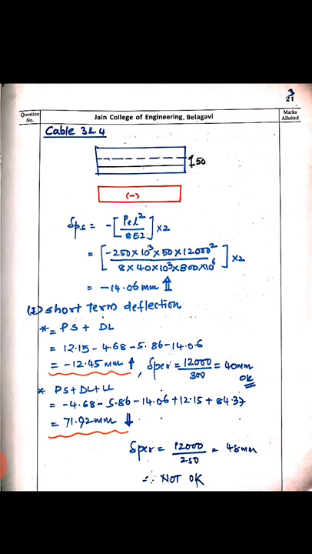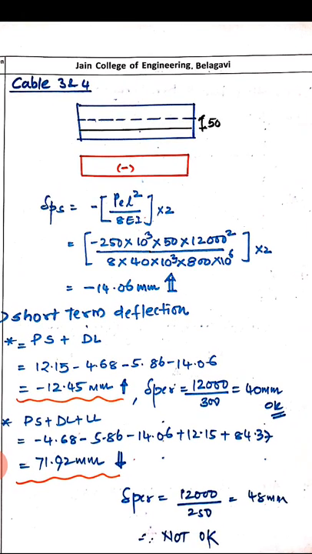So cable number 3 and 4 is straight because they are given with a constant eccentricity of 50 mm. Constant eccentricity means the cable is straight. So because of that again we'll get negative bending moment. We can calculate by using the moment area method, Mohr's moment area theorem, or you can use the direct equation, that is PeL square upon 8EI. You have to multiply by 2.